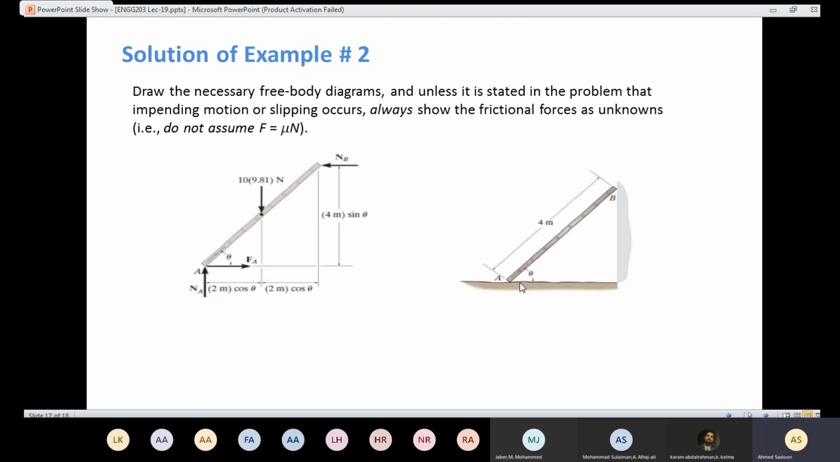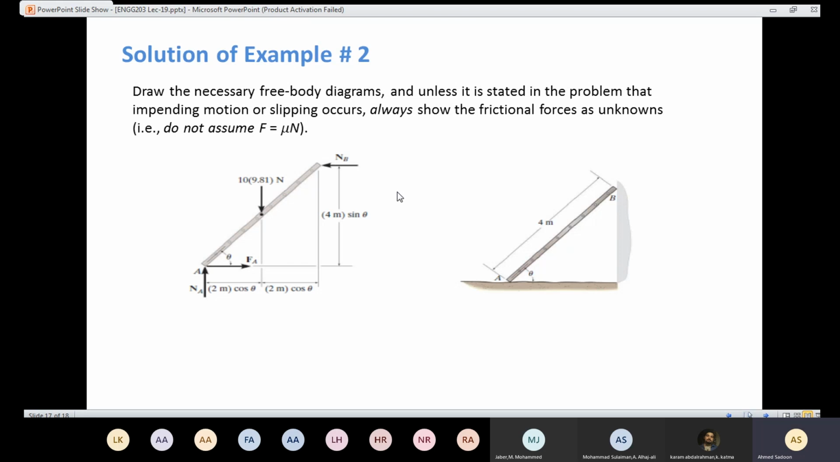The summation is 4 cosine theta. So the distance from here to here is 4 cosine theta, and the distance from here to here is 4 sine theta. Now we draw the free body diagram.